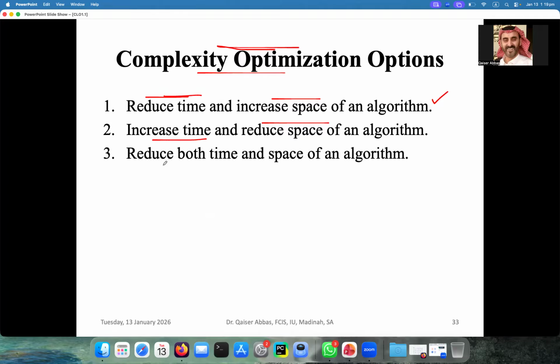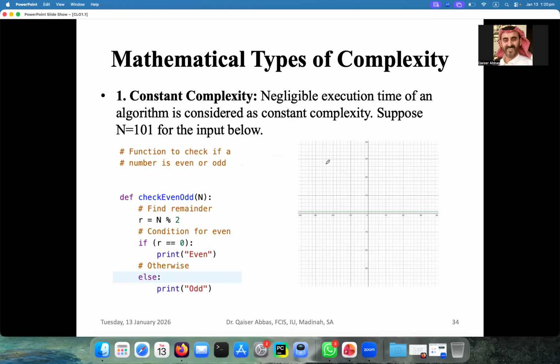And the next is you can reduce both time and space. If you do this, this is the most perfect option of all. You are not leaving any option loose. So you are reducing both time and space. So these are the optimization complexity options.